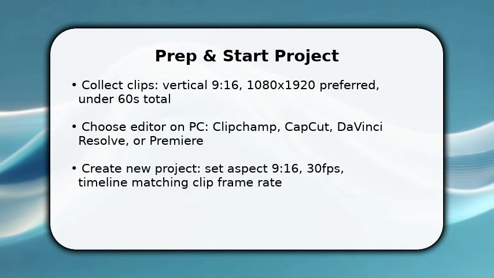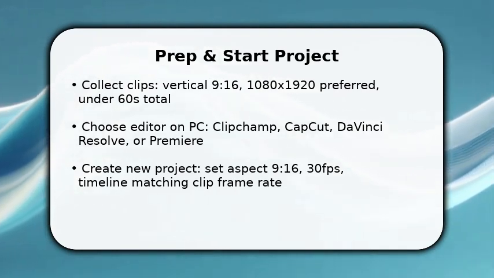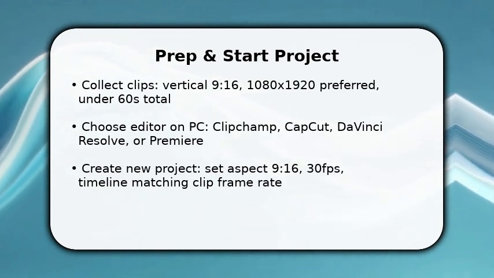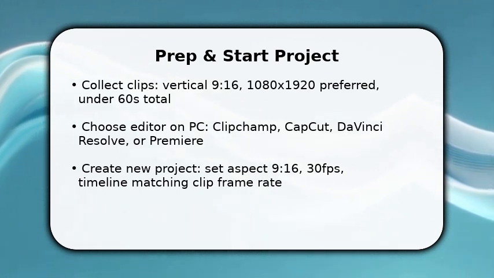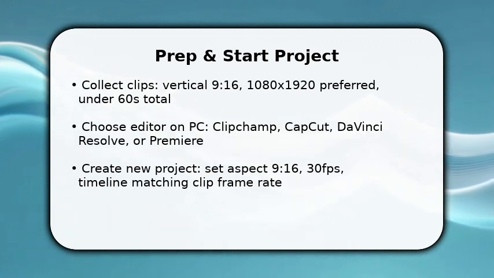You have assets and a PC ready. Start immediately by creating a 9:16 project. Import vertical clips or phone footage, then organize them on the timeline so you don't waste time hunting later. Make sure the sequence is 1080 x 1920 and 30 FPS for consistent playback.